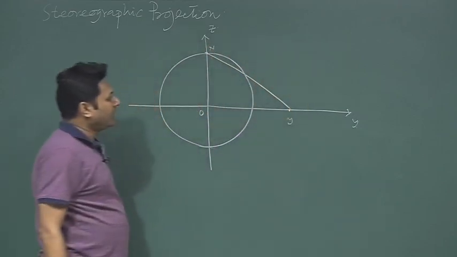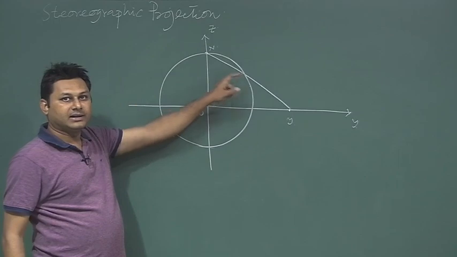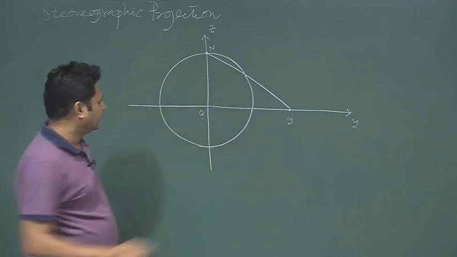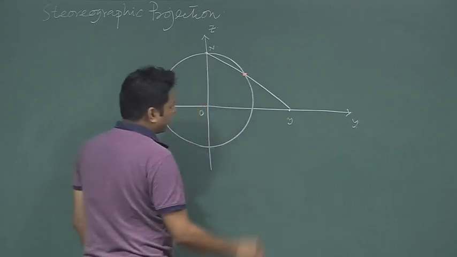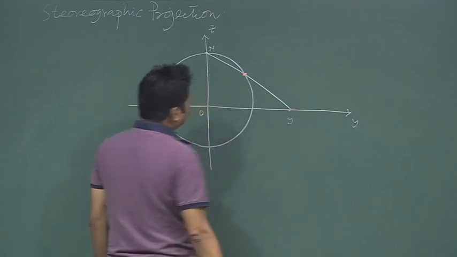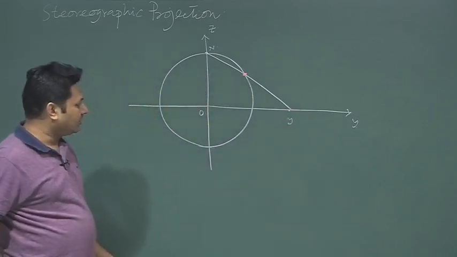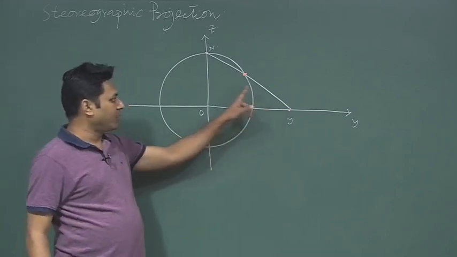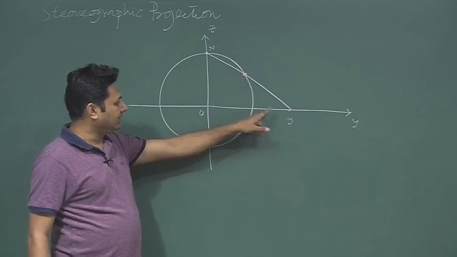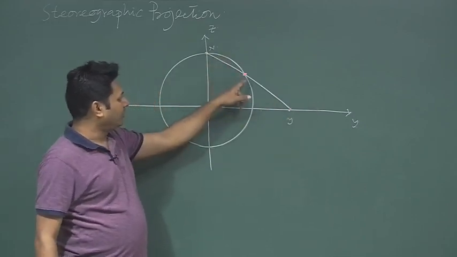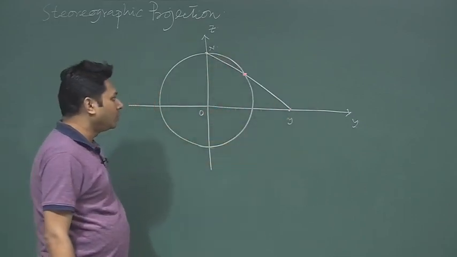If I join this point here, you can readily find that there is a cutting point here, and this is my y. So now you can readily understand there is a one-to-one correspondence between this point and this point. If I change this point, the cutting point is going to change. If it is cutting here, this cutting point will change. So there is a one-to-one correspondence.